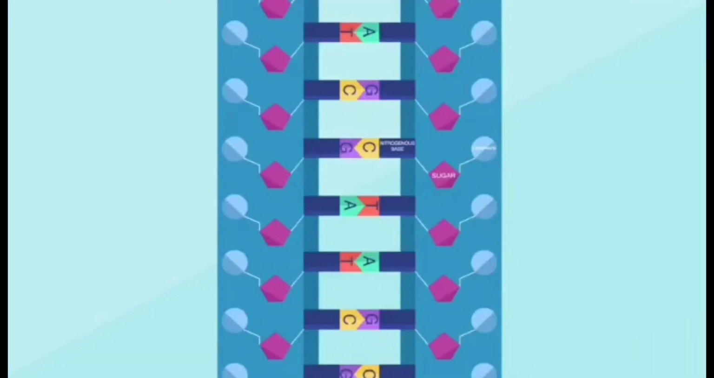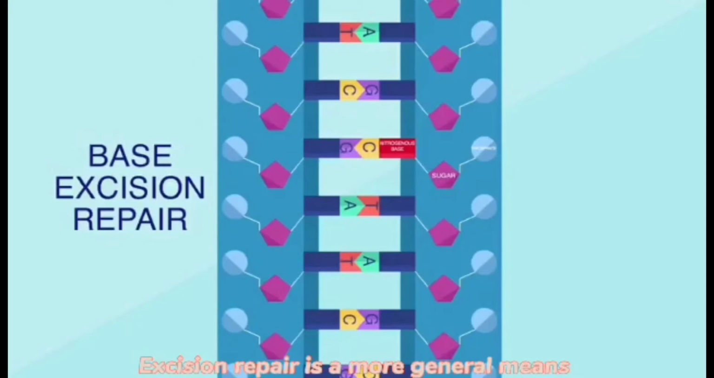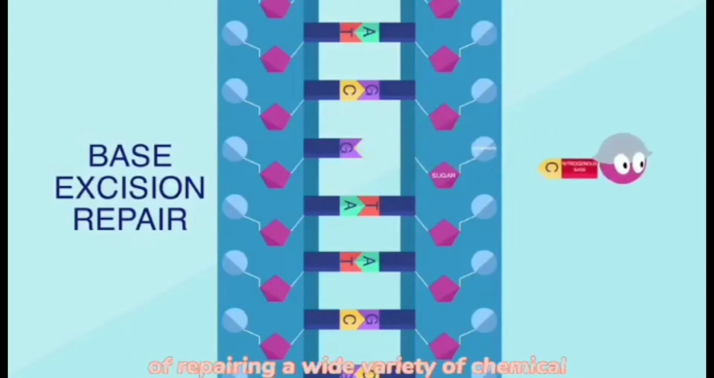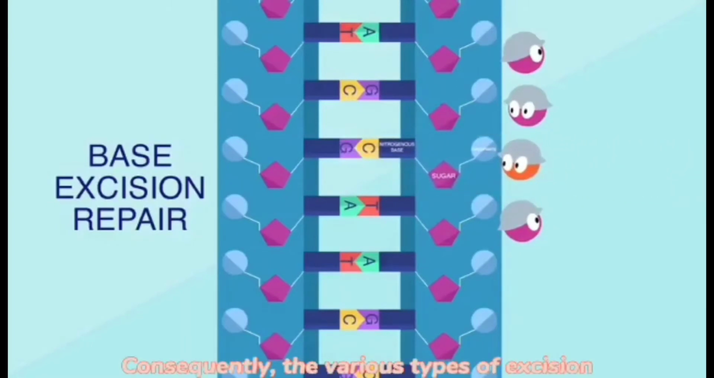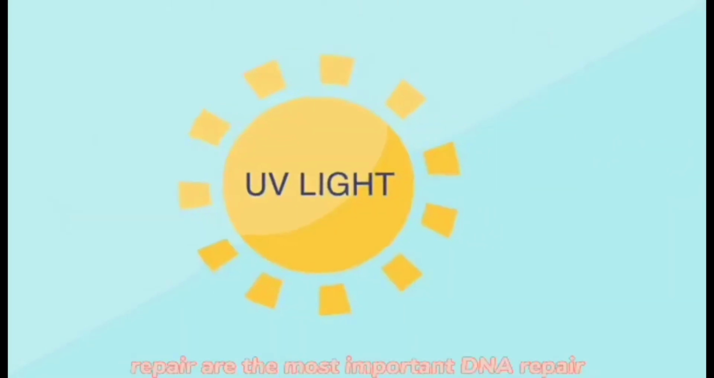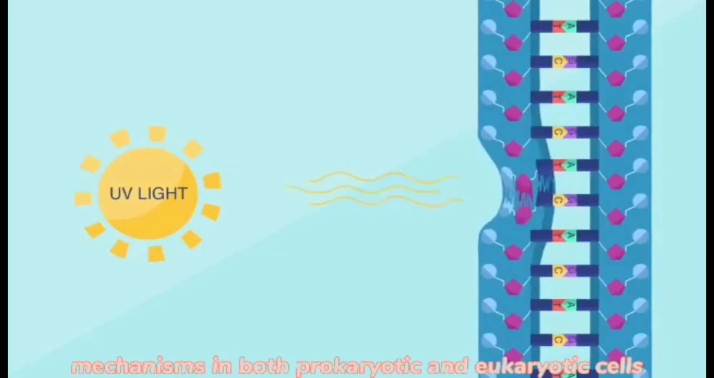Excision repair. Although direct repair is an efficient way of dealing with particular types of DNA damage, excision repair is a more general means of repairing a wide variety of chemical alterations to DNA. Consequently, the various types of excision repair are the most important DNA repair mechanisms in both prokaryotic and eukaryotic cells.